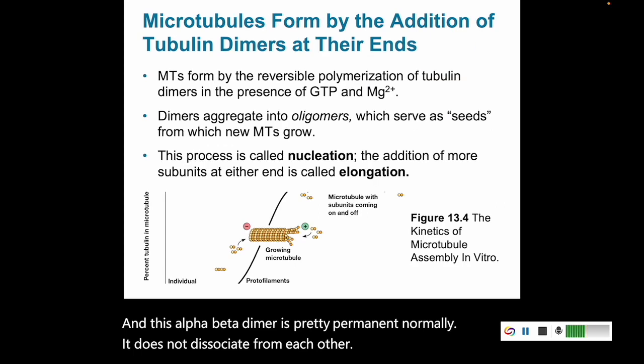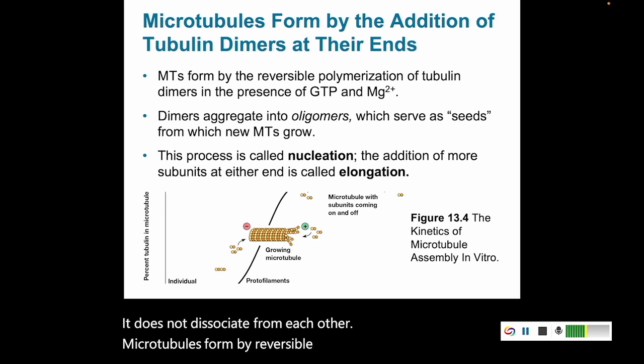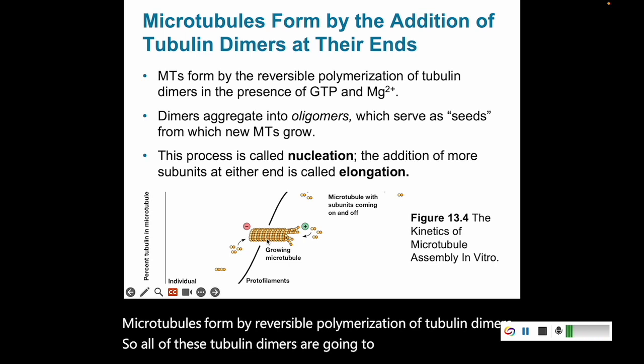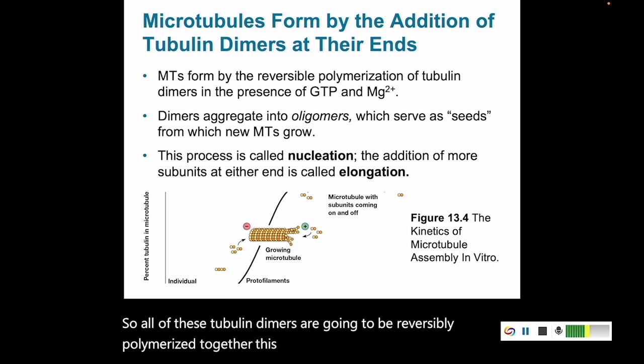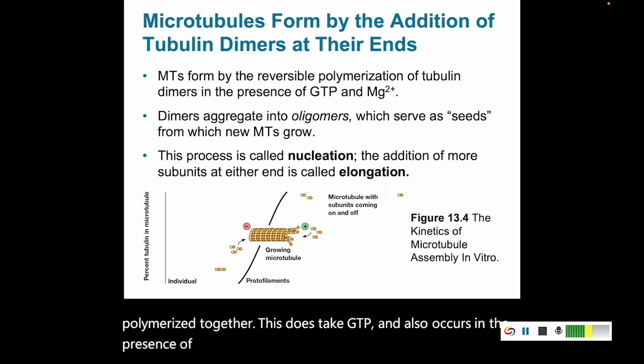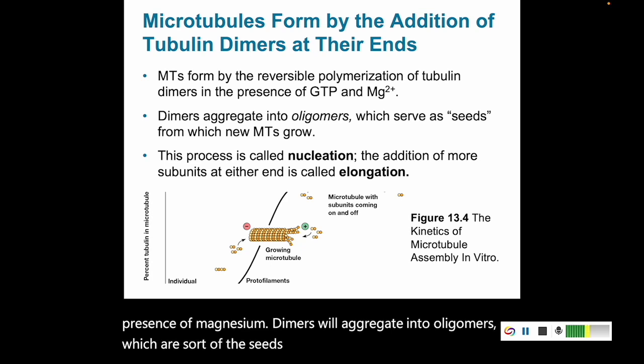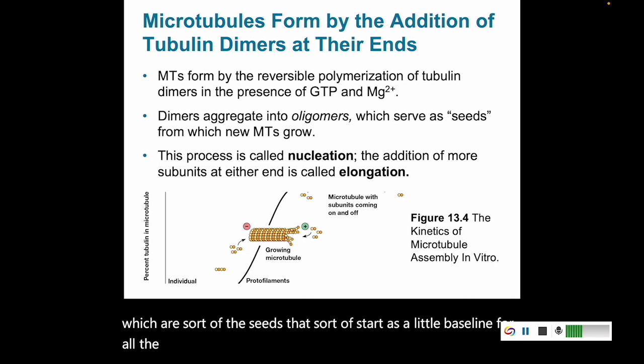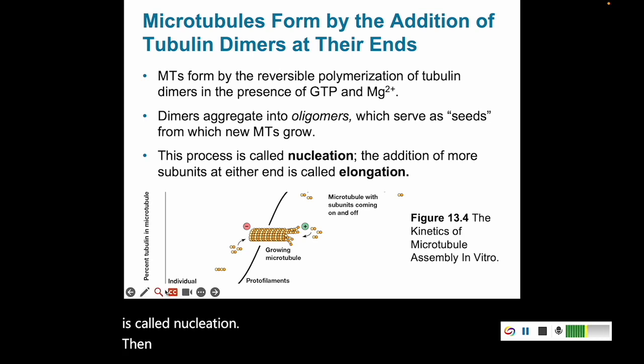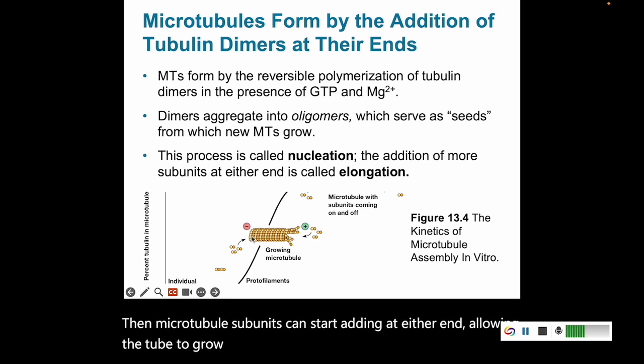Microtubules form by reversible polymerization of tubulin dimers. So all of these tubulin dimers are going to be reversibly polymerized together. This does take GTP and also occurs in the presence of magnesium. Dimers will aggregate into oligomers, which are sort of the seeds that start as a little baseline for all the other microtubules to start attaching and growing. And this is called nucleation. Then microtubule subunits can start adding at either end, allowing the tube to grow longer. So this is called elongation.